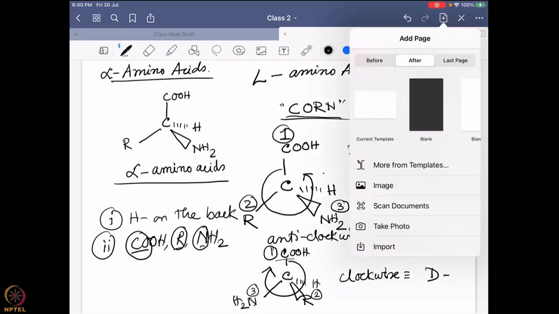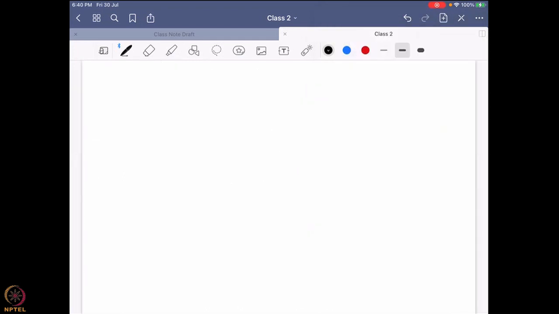Now, most of the amino acids found in biology, the majority of them are L amino acids. So very rarely you encounter a D amino acid. We'll come into that later, when the D amino acid can be found. So it is mostly found as L amino acid. And the D and L amino acid can be interconverted among themselves. We'll come into that later, typically via hydrolysis.